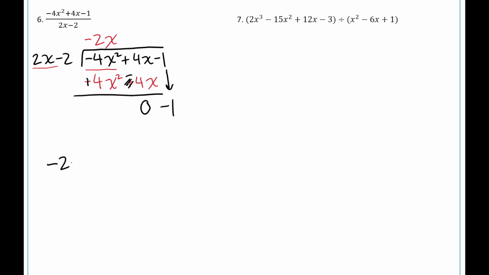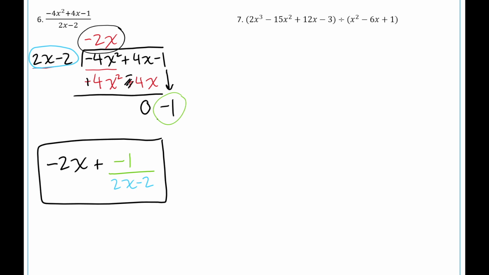My final answer, I still have negative 2x, right? We got that on the top of our little division there. And I'm going to add my remainder. I have negative 1, and it's going to be divided by the term that I was dividing with, 2x minus 2. Okay, it's kind of like adding the leftovers, right? Those could not fit in. There you have it. Okay, let's do another one.